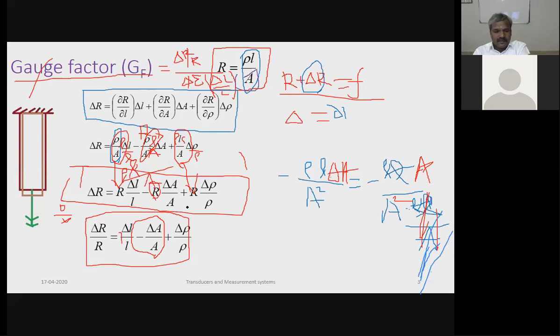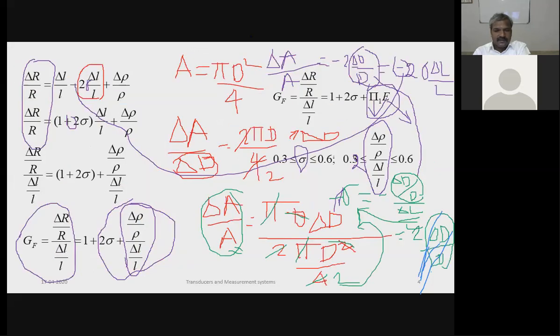Then we manipulate by bringing this expression to R. We do the manipulation, and finally we get the expression. So delta R by R equals delta L by L minus delta A by A plus delta rho by rho, by dividing the entire expression by R on both sides. Now we are going to replace delta A by A. For that we are going to follow this formula.